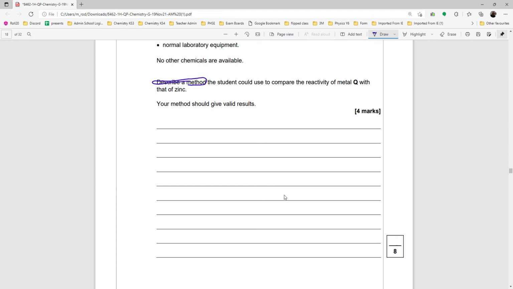And when they say describe a method, it means you have to literally describe it. What are you going to do? And I'm going to describe it, and I'll let you write down most of it, which is, of course, going to be: 1. You're going to want to add both zinc and Q, but you're going to add them to different beakers. And in each beaker, you're going to have your silver nitrate solution.